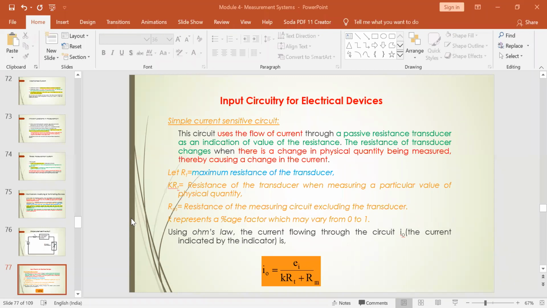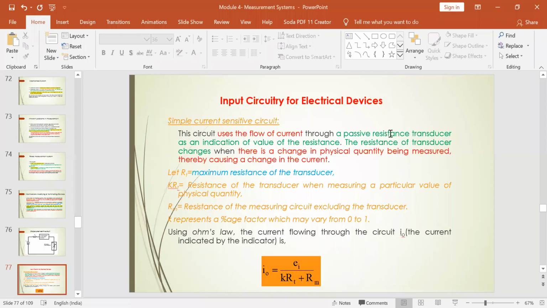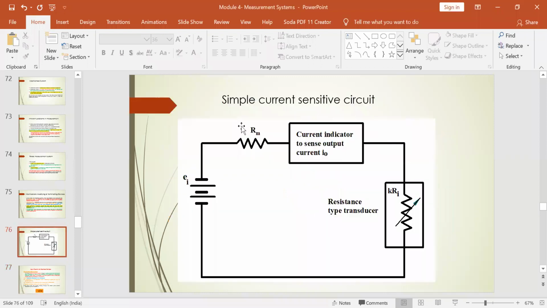So this is a simple current sensitive circuit. How does it look? You will have an input voltage which is passed through the resistance transducer. This is a passive type of resistance transducer, not an active type. We explained both the active and the passive resistance. So this is the passive type of resistance through which the input voltage will be made to pass.